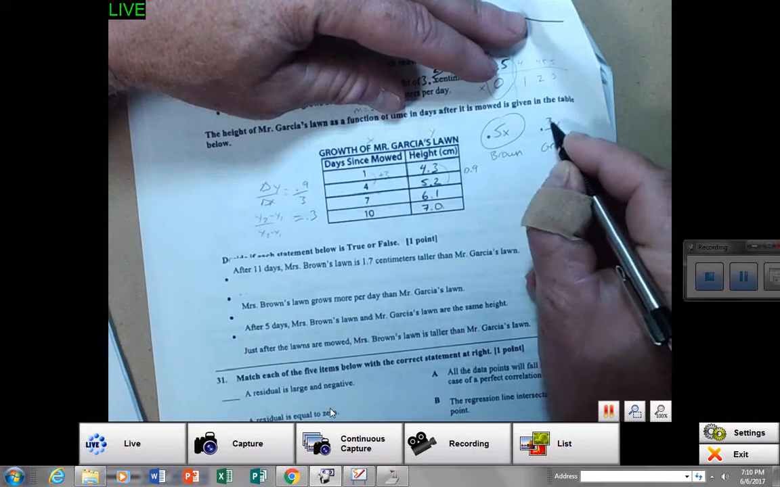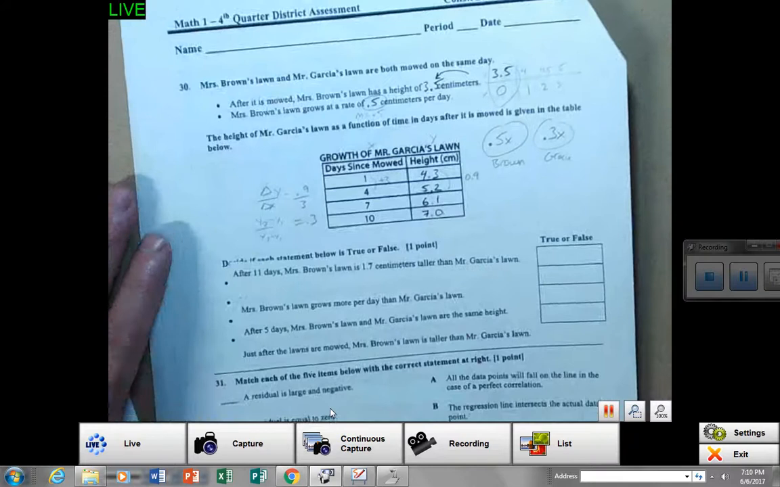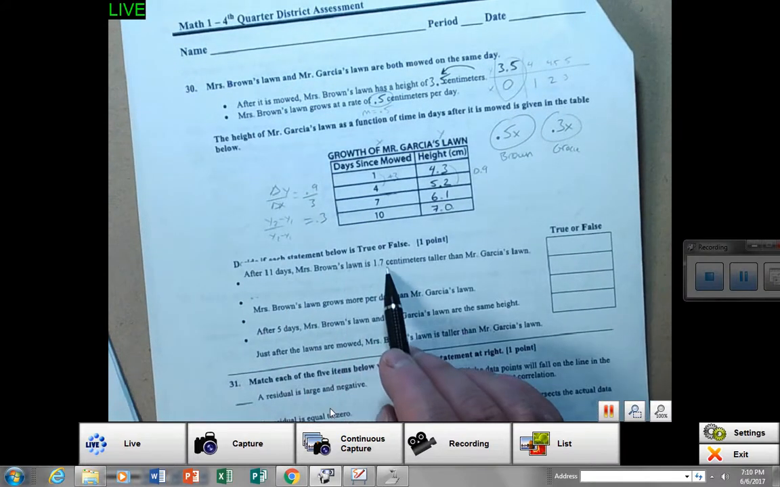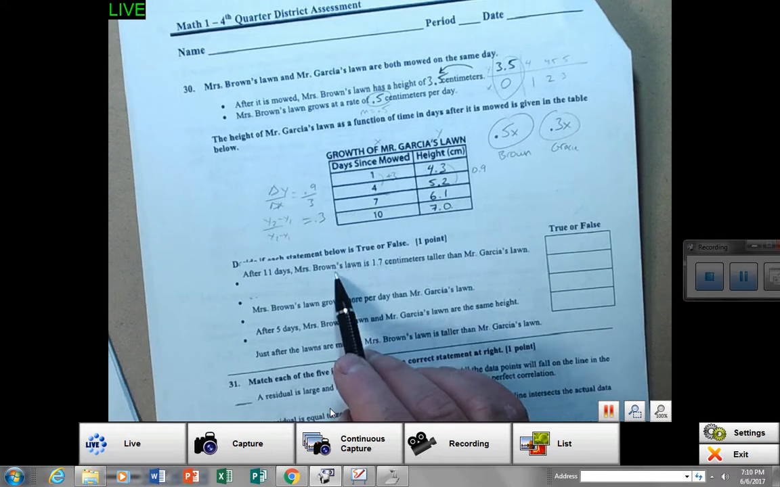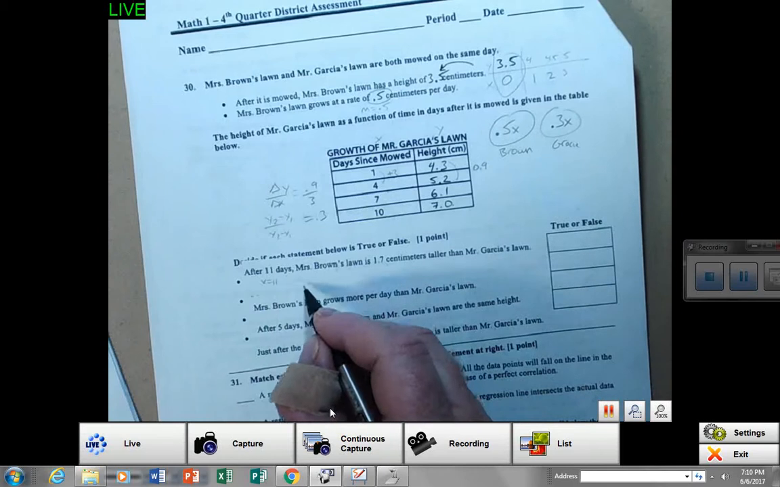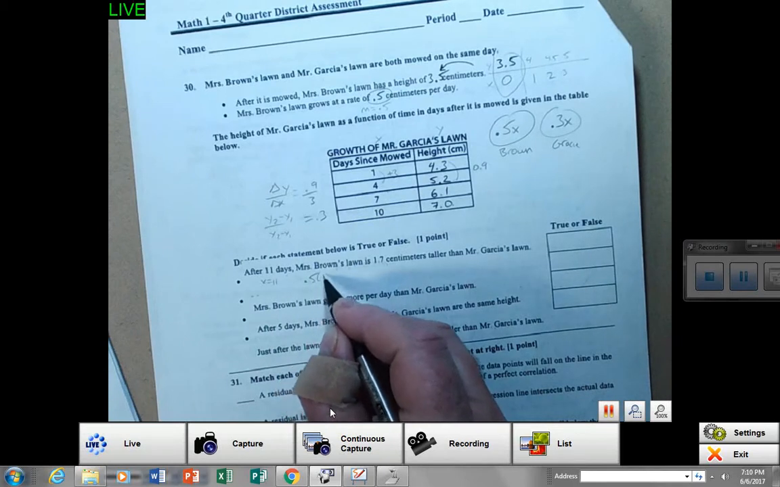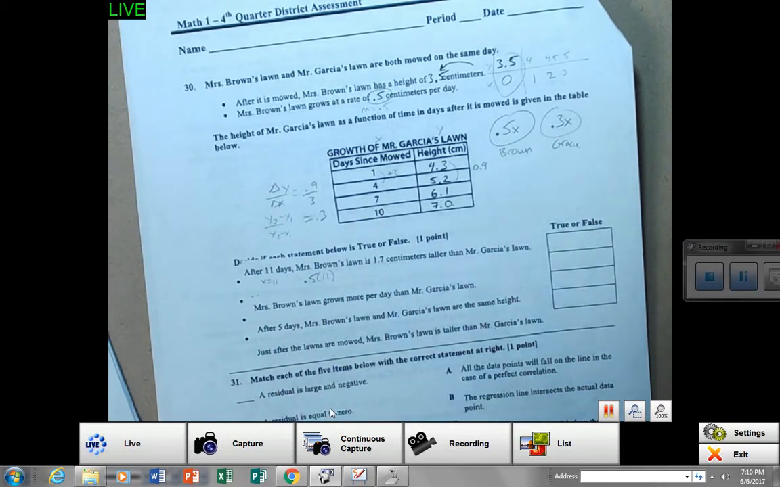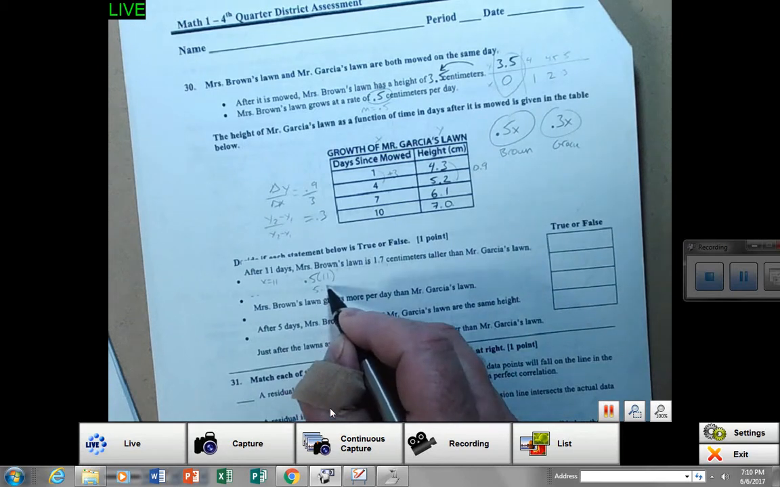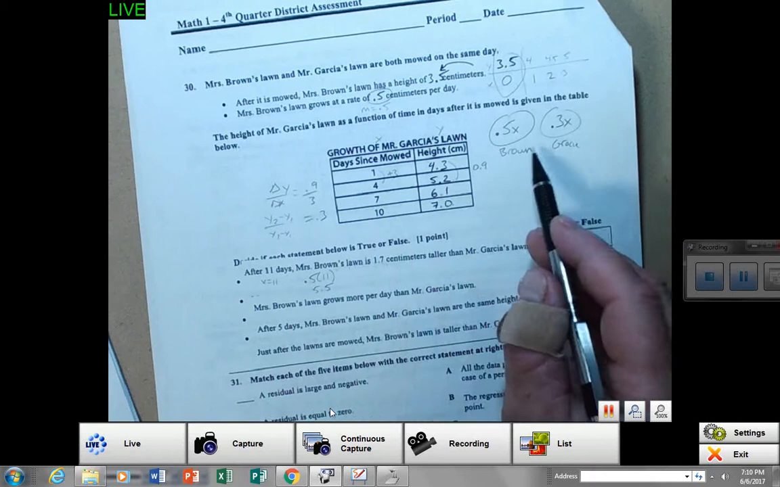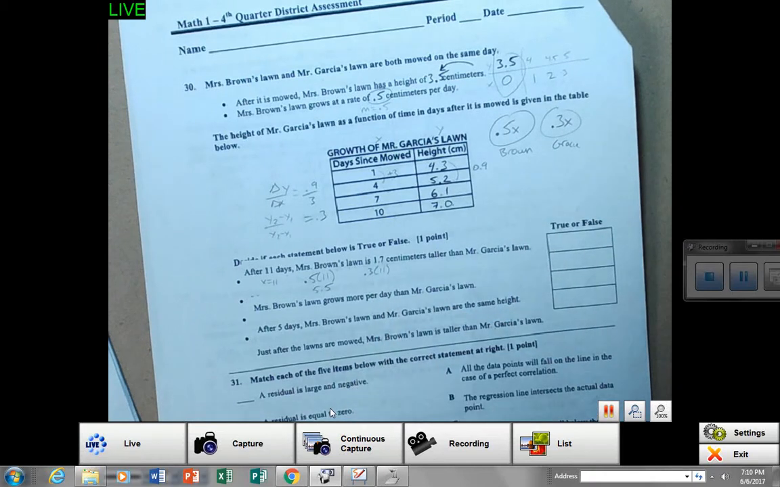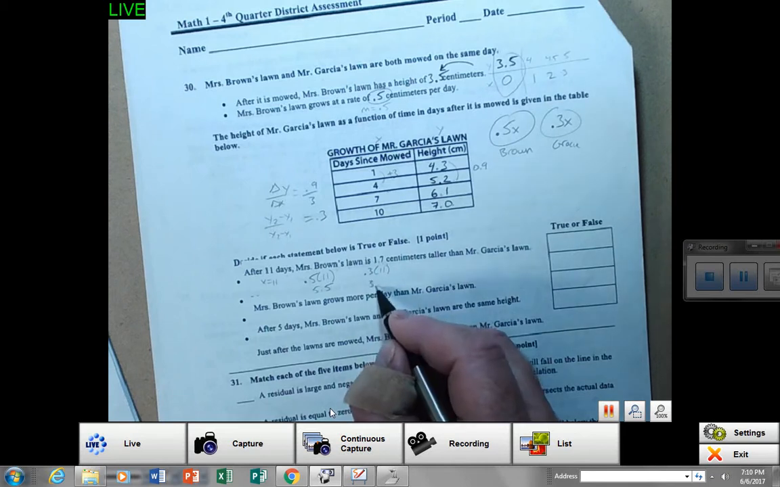And I'm going to use these two rates of change to answer these questions. After 11 days, Brown's lawn is 1.7 centimeters taller. Let's see. 11 days, that means plug in X is 11 into Mr. Brown's formula. So 0.5 times 11 gives me 5.5. If I plug in 11 into Mr. Garcia's equation, that gives me 3.3.